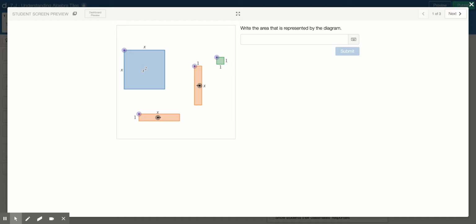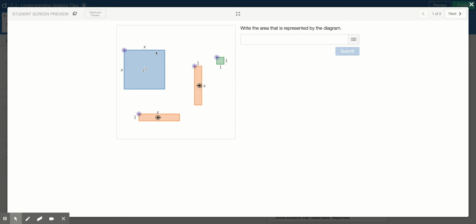Hi everybody, this week we're going to learn a little bit about algebra tiles. Algebra tiles are a way for us to look at quadratics in a new way with a visual representation. So right here I have a representation of a quadratic.